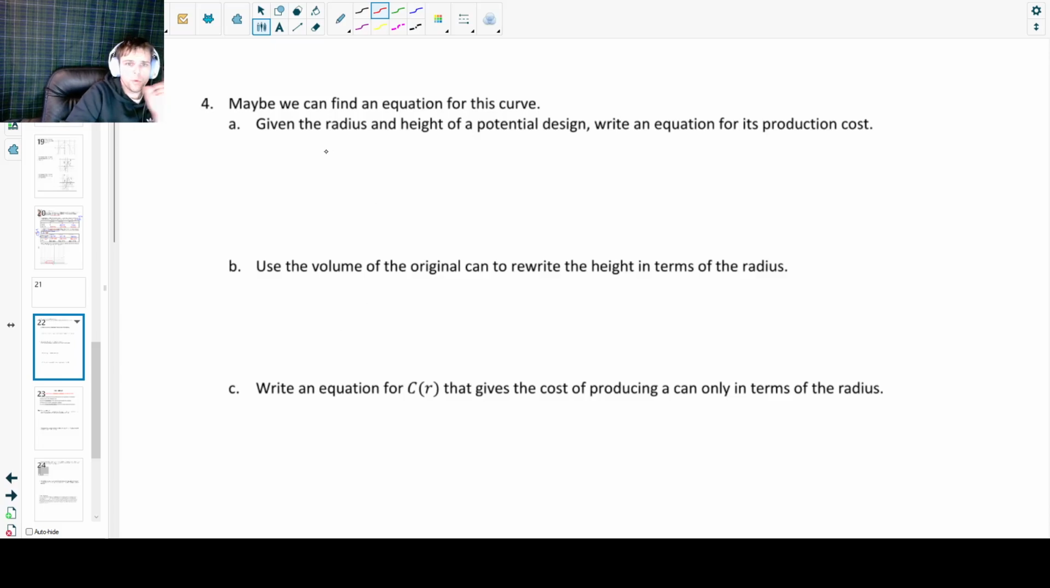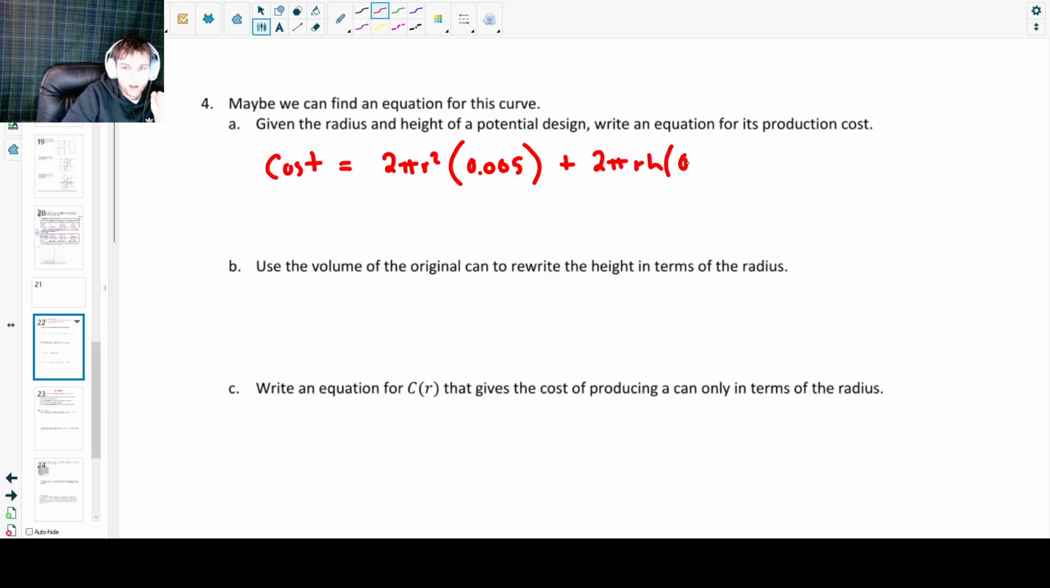All right, so we're going to look for an equation for that curve there. Given the radius and height of a potential design, write an equation for its cost. So the cost was equal to the area of the sides, so that was 2 pi r squared, times how much it costs for the sides, which was 0.005, plus the area for the sides, that lateral surface area, so 2 pi r h, times how much it costs for the side, so 0.0016.